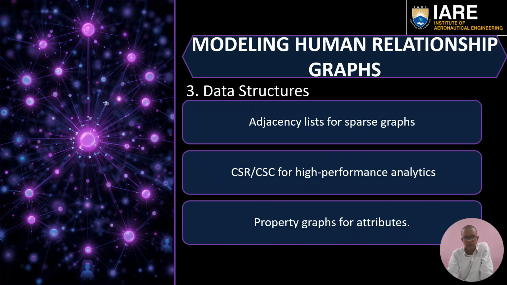Now the third aspect, data structures of those graphs. I would like to discuss three major points. First, adjacency lists are used for sparse graphs. CSR or CSC is used for high performance analytics, and property graphs are used for attributes. Hence, this is the aspect of data structure.